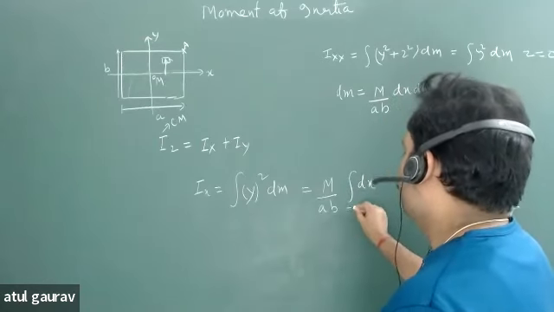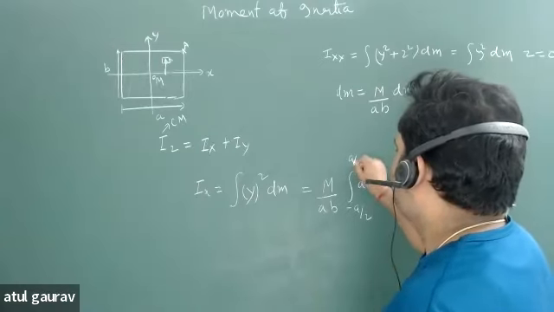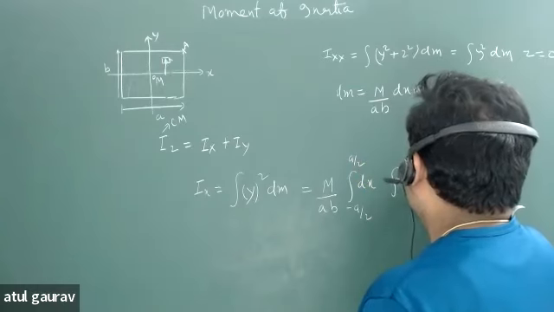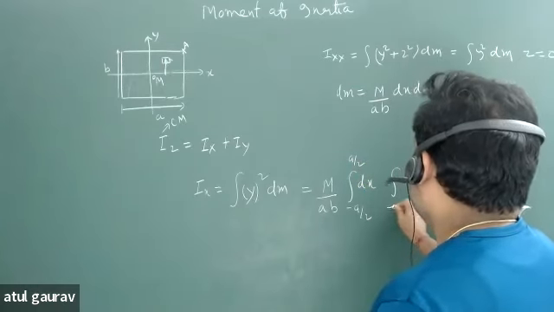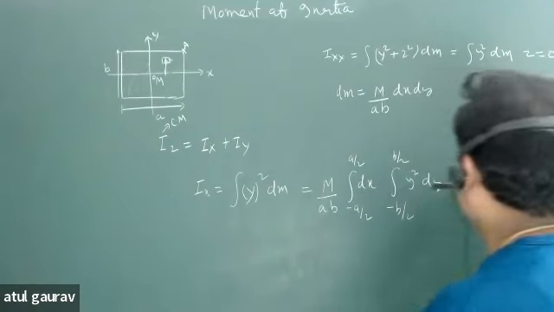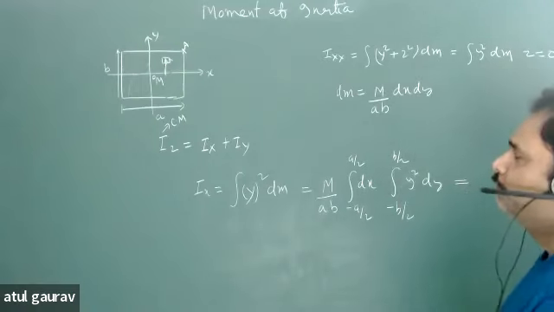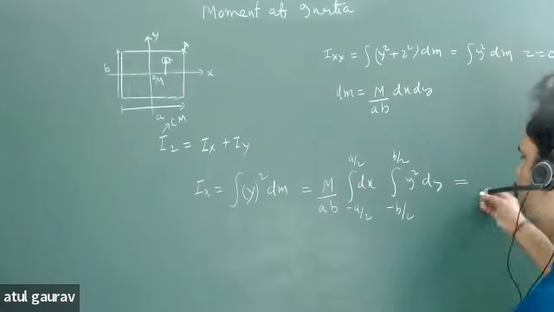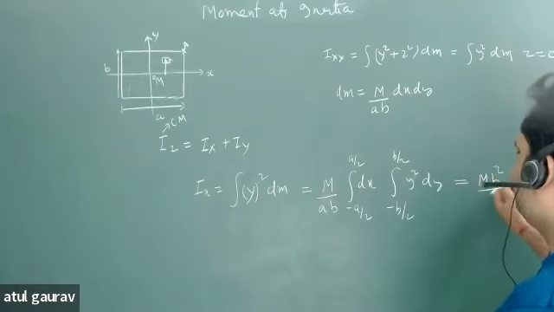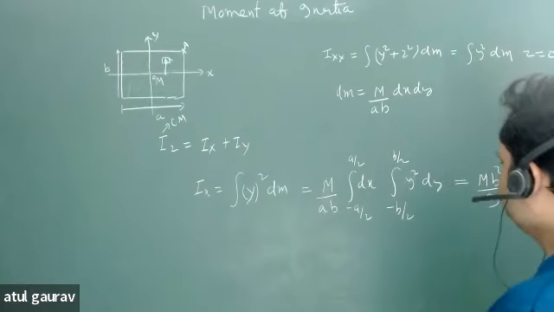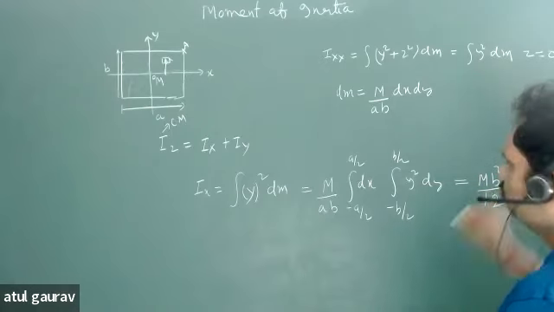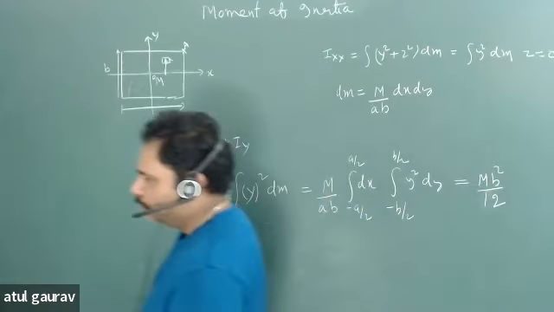Minus a by 2 to a by 2. Very good. Minus a by 2 to plus a by 2. And about y? y square dy from minus b by 2 to b by 2. What will be the value? Just tell me. M b square by 3. Sorry, M b square by 12. Is that this one? Yes, sir.